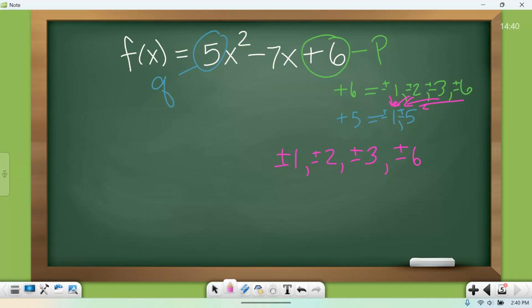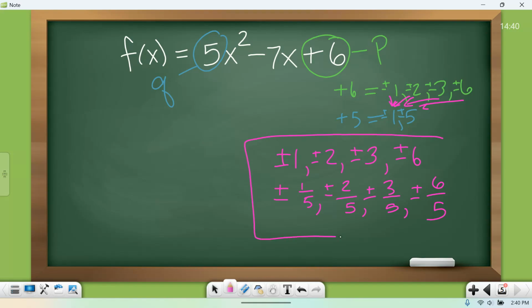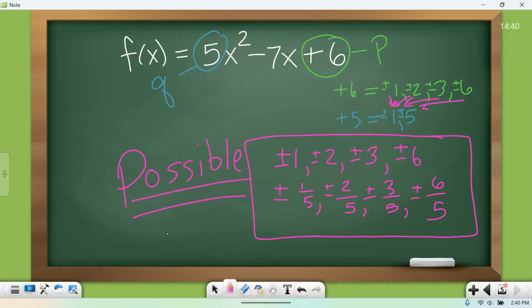Now I have to pair up the rest of them. So I also am going to have plus or minus 1 over 5, plus or minus 2 over 5, plus or minus 3 over 5, and plus or minus 6 over 5. So you actually have all of these possibilities. Again, just because they're possible does not mean that they are actual. You don't know if they're actual. They're possible, not actual. So you would have to test to see how they work. Anyway, hopefully that helps you with rational roots.